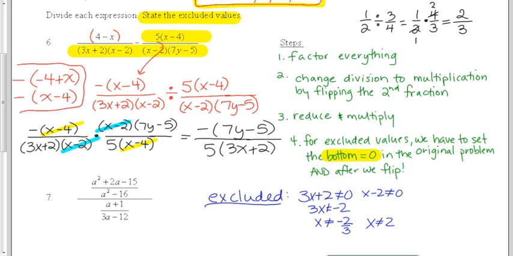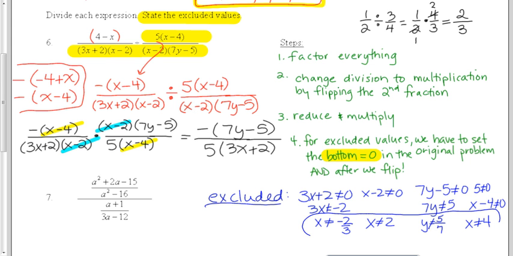I have 7y minus 5 cannot be equal to 0, so I move my 5 over and then I divide by 7, and y can't be equal to 5/7. And then in the last one, I had 5 can't be 0, but that's never going to happen, so I don't need to worry about it. And I have an x minus 4 that cannot be equal to 0 from the top, which gives me x cannot be equal to 4. So this has 4 excluded values.